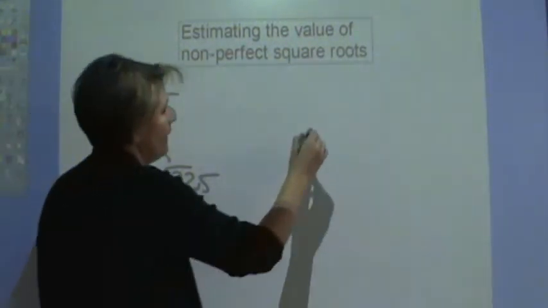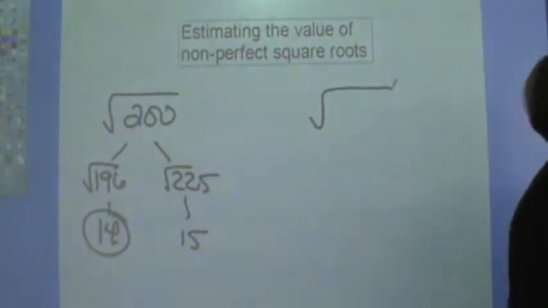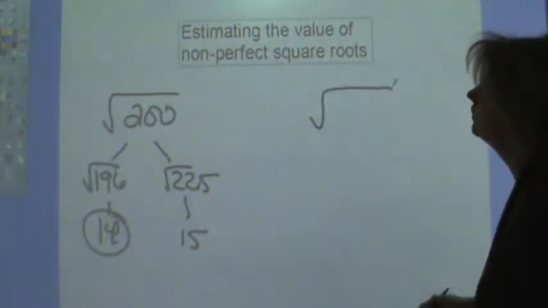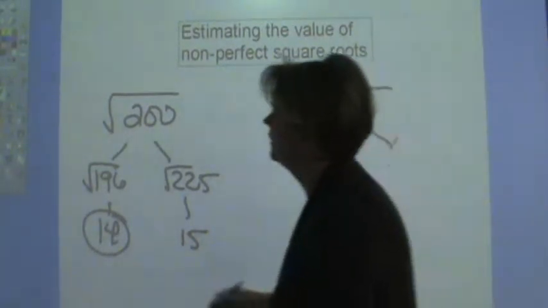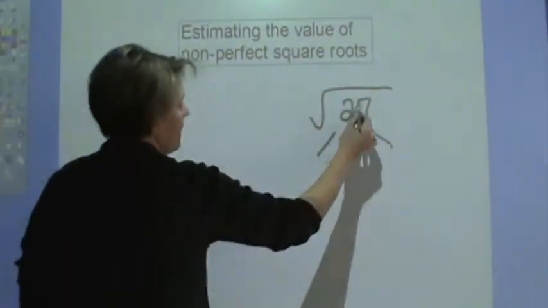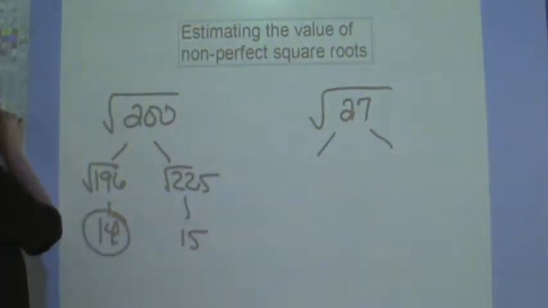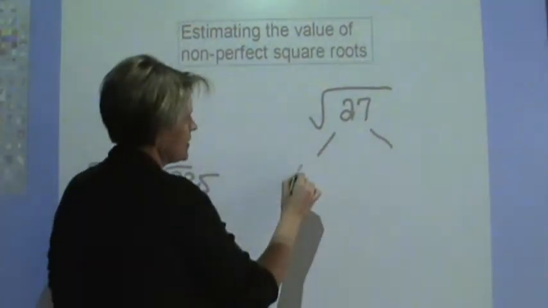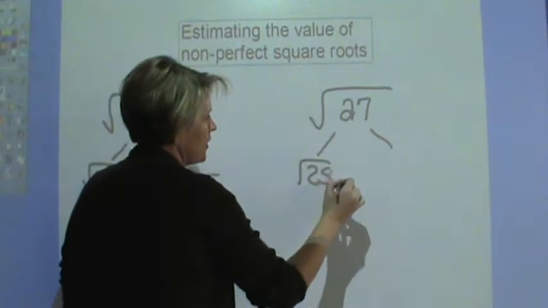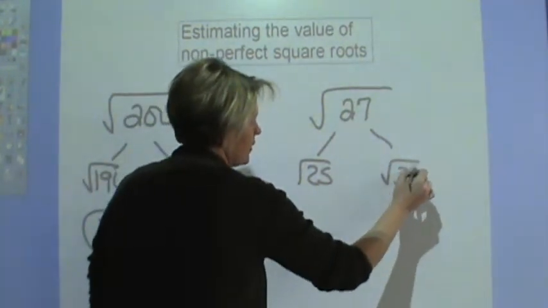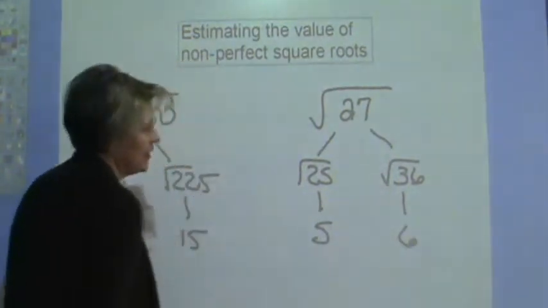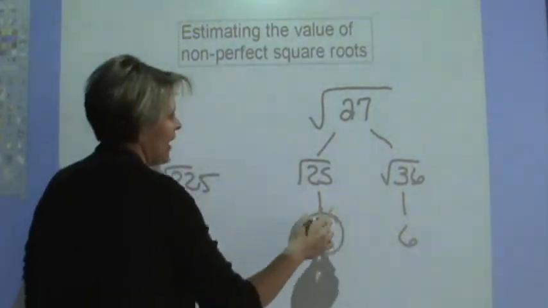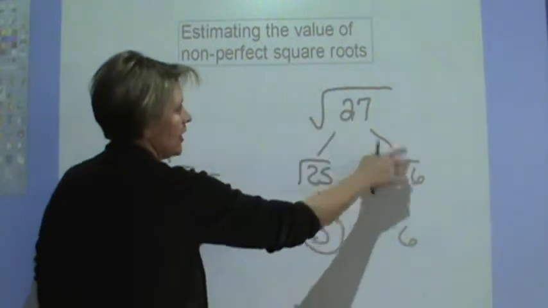Okay, let's do one more. Let's go the square root of 27. If you look at your perfect square list, that's going to be between the square root of 25 and the square root of 36. So your decimal would be between 5 and 6, and it's going to be closer to 5 because this is only 2 away.